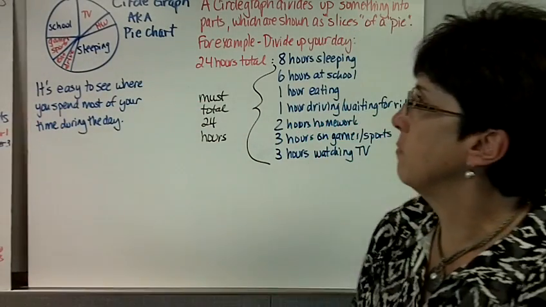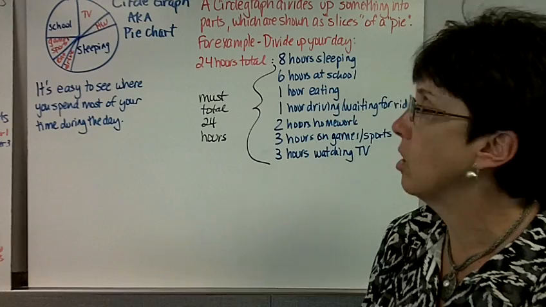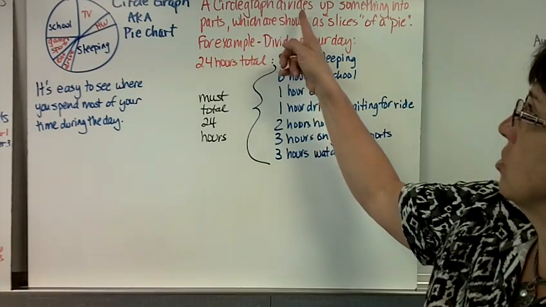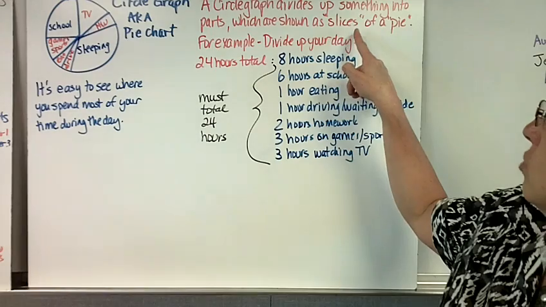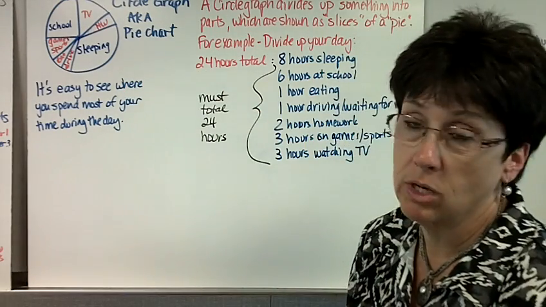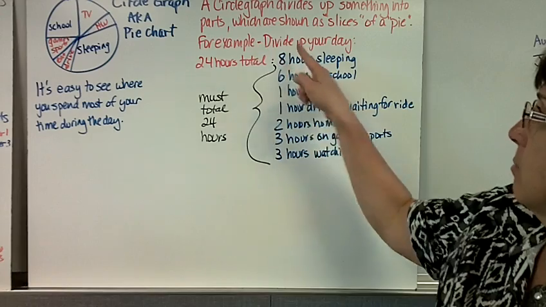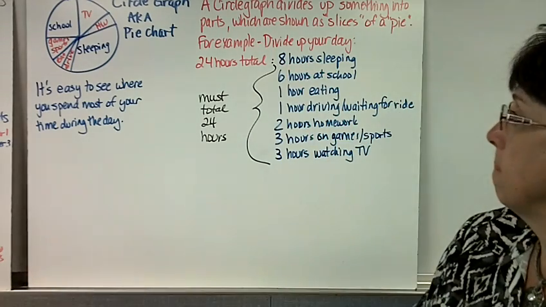All right, the only other type of graph I'd like to talk to you about is called a circle graph, which is also called a pie chart. And a circle graph divides up something into parts, which are shown as slices of a pie. Do you see how that could be a pie because it's round and we've sliced it up? For example, let's divide up your day. Well, you know there are 24 hours in a day.